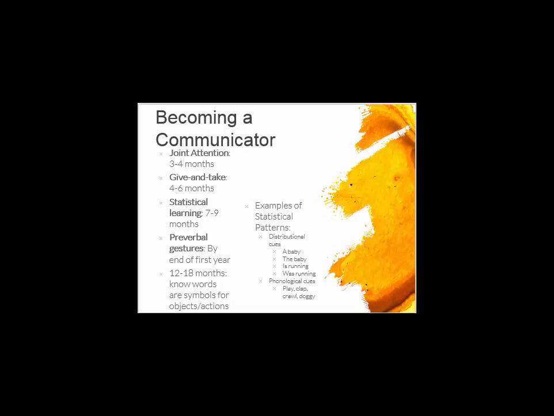Another type of statistical pattern is a phonological cue. This is the idea that verbs are more likely to have consonant clusters at their onset, like play, clap, and crawl, and nouns are likely to end in an E sound like baby or doggy. Noticing these patterns can help infants to group nouns and verbs into different grammatical categories. Tracking these patterns might also help babies learn the meaning of words.